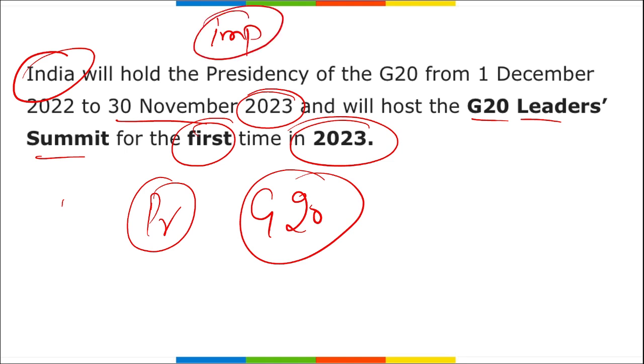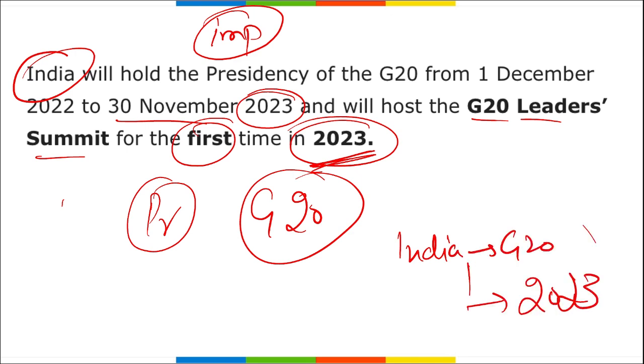You should remember who will be hosting the presidency of the G20 from 1st of December 2022 to 30th of November 2023. It is your India, and they will be hosting the G20 Leaders Summit for the first time in the year 2023. So remember, India will be hosting the G20 Leaders Summit in the year 2023.